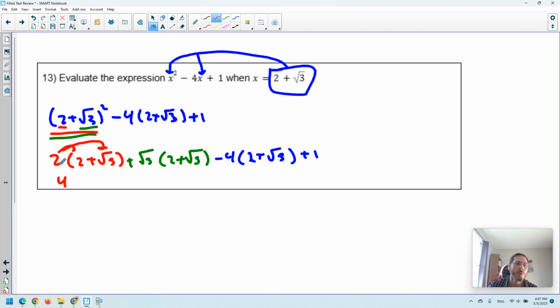So 2 times 2 is 4. 2 times radical 3 is 2 radical 3. Radical 3 times 2 is 2 more radical 3's. Radical 3 times radical 3 is radical 3 squared.